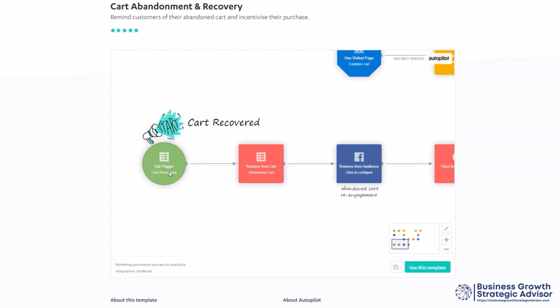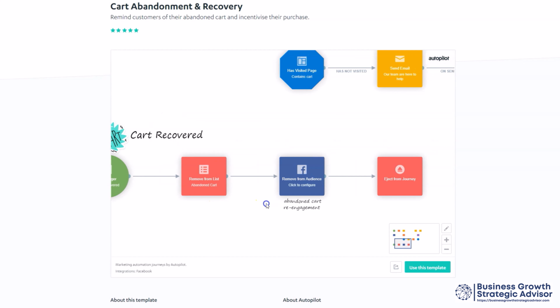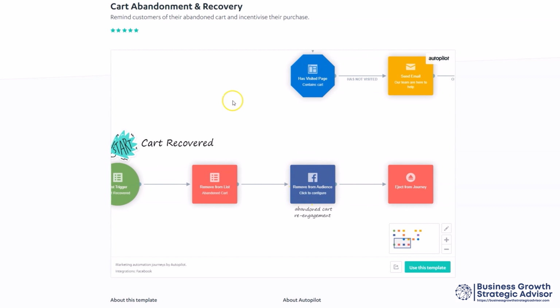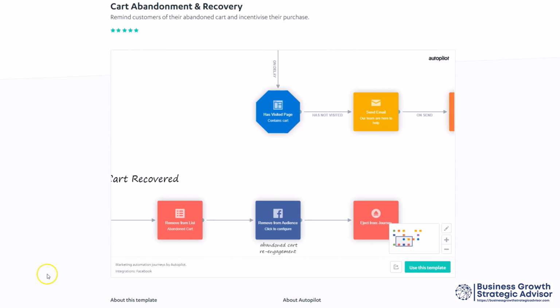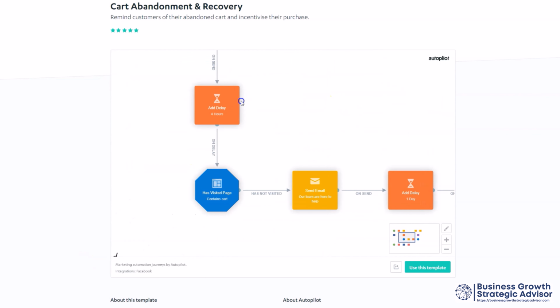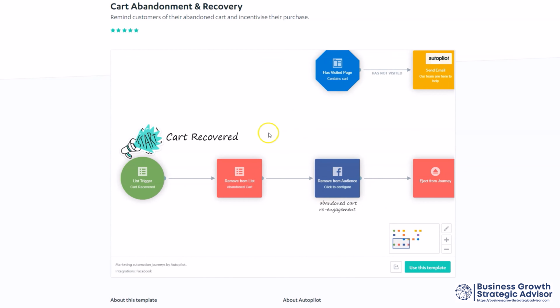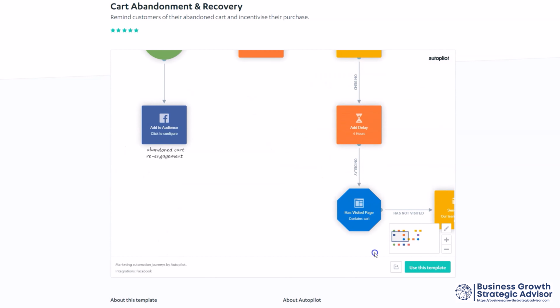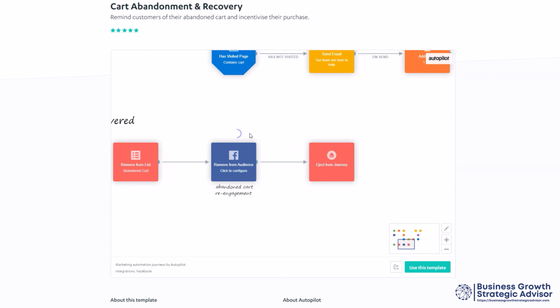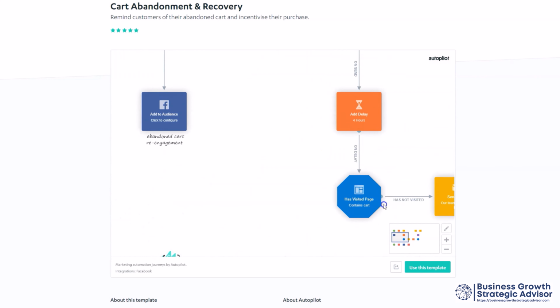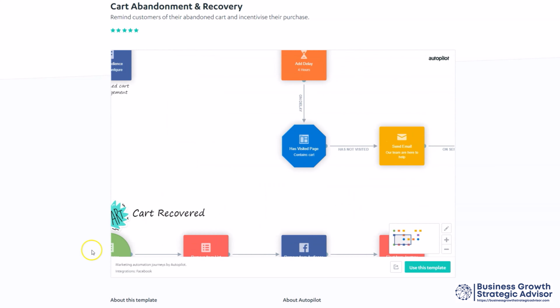Here we've got cart recovered. Once that person has indeed gone back to the cart and finished that initial purchase, remove them from the abandoned cart list, remove them from the Facebook audience that you added them to here, and eject them from this journey, eject them from this entire workflow, because you don't want to keep sending them emails saying, hey, why didn't you buy this thing in your cart, if they did, in fact, buy it shortly after being put into this recovery campaign, right? So eject them once you've been successful so that they don't continue getting more messages.